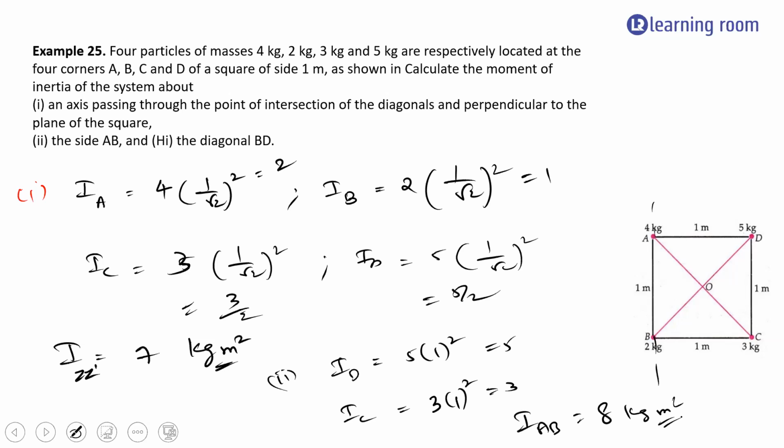Is it clear? Here I didn't want to take the perpendicular axis theorem because the masses are not equal. Had they been equal, I would have used that one. I would have gone with it. Is the point clear? Are you able to think? Next time, if a question comes, you can think, no?